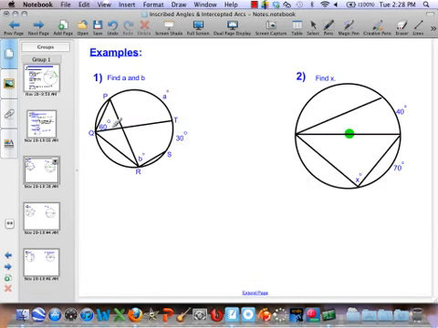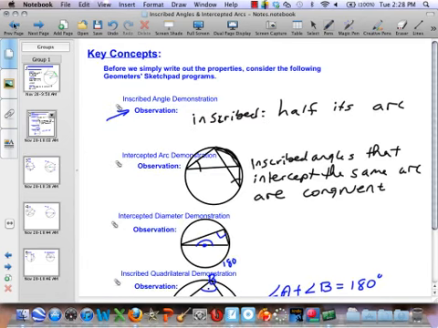Okay, can you repeat yourself? One more time. With an inscribed quadrilateral, opposite angles are supplementary.